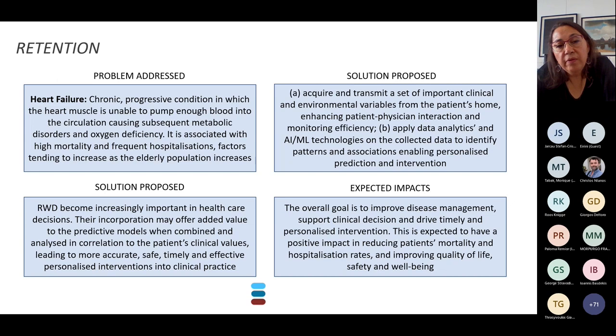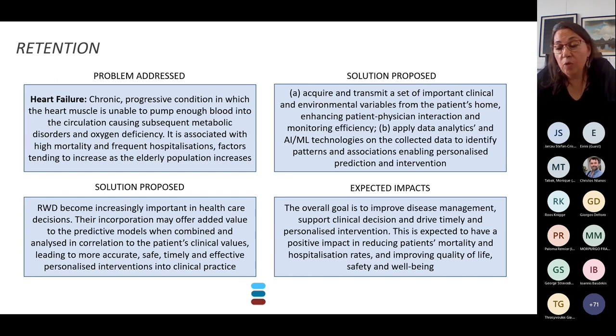So in retention, the health condition that we are dealing with is heart failure. Heart failure is a chronic condition. It can be really severe as the disease progresses. It is caused, let's say, by the inability of the heart muscle to pump enough amounts of blood into the circulation. Practically meaning that the heart is unable to respond to its heavy workload, especially in conditions where high needs of oxygen are called for.